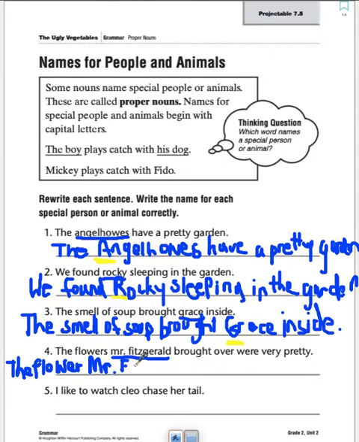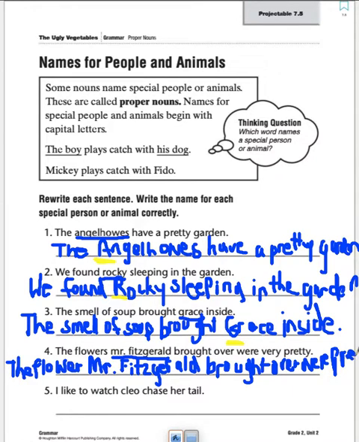Just like your first and last name, when you write your first and last name, you write both of them with a capital letter. Or even if you have a middle name, you write your first, your middle, and your last name all with a capital letter. So Mr. and Fitzgerald both need to have a capital letter at the beginning. So the flowers Mr. Fitzgerald brought over were very pretty. I'm just going to write over were pretty because I'm running out of space and you won't see it on the screen anyways. So I'm just going to skip that word very real quick.